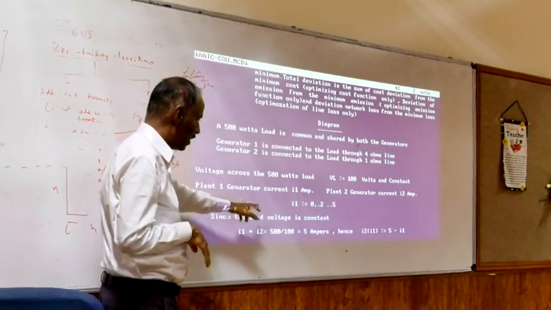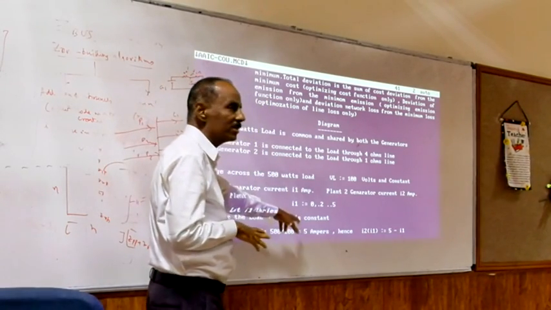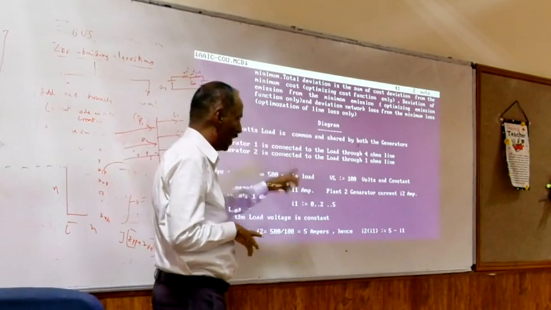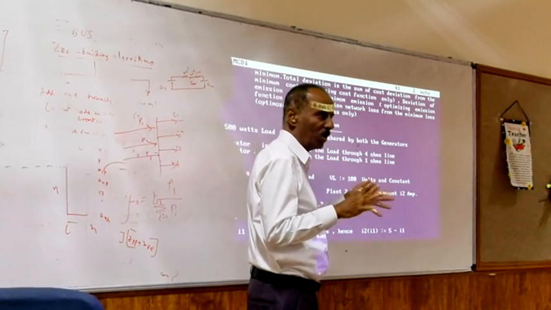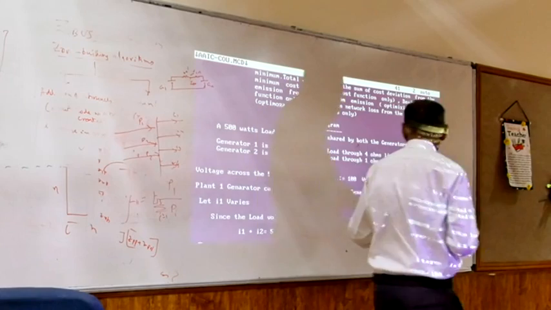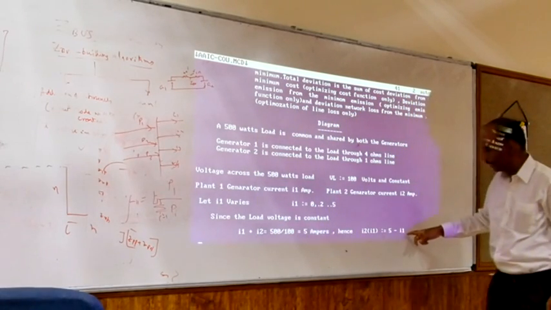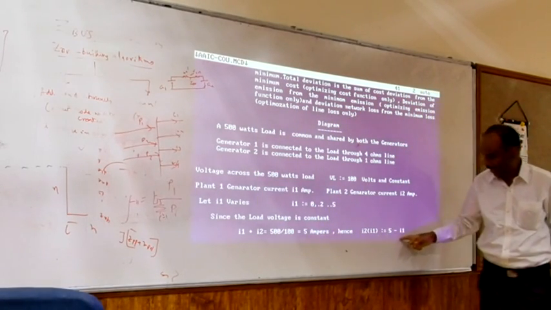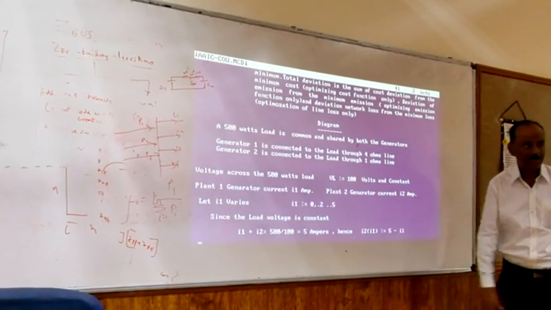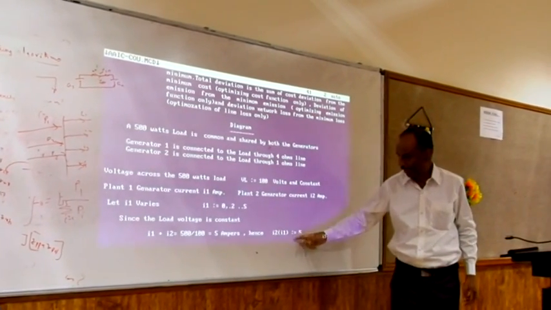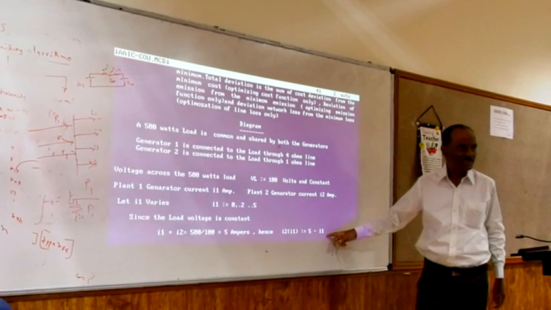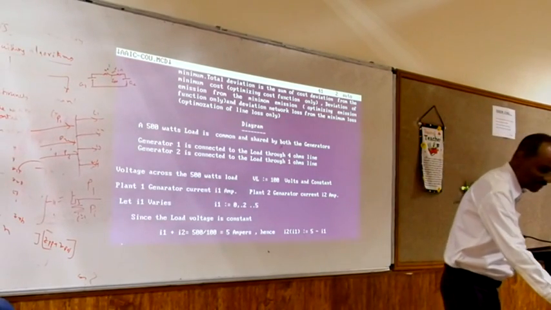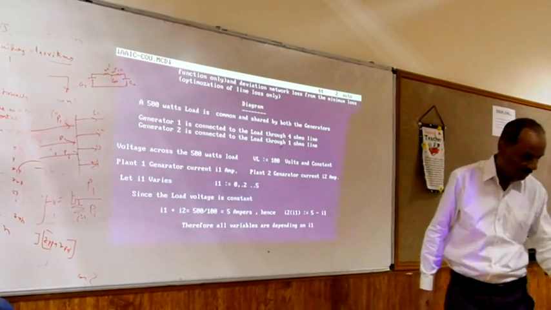Now what is I2? Since voltage is fixed and current is also fixed at 5 ampere, the total load current is 5 ampere. So I2 is depending upon I1. That's why I have written like this. This is called the definition operator in MATLAB. You can directly define it. I2 is depending upon I1.